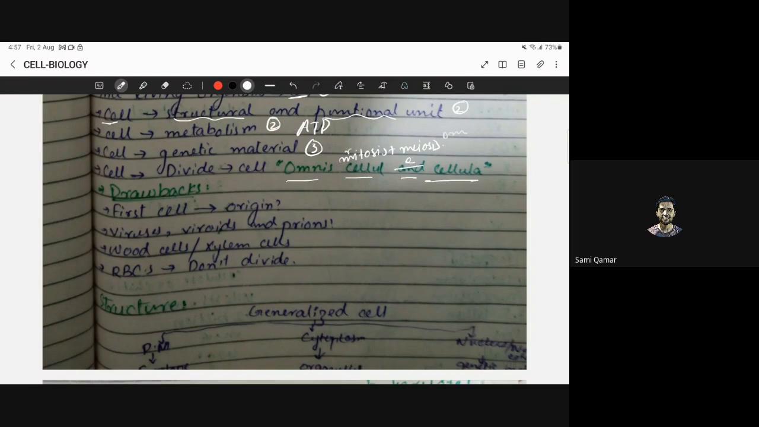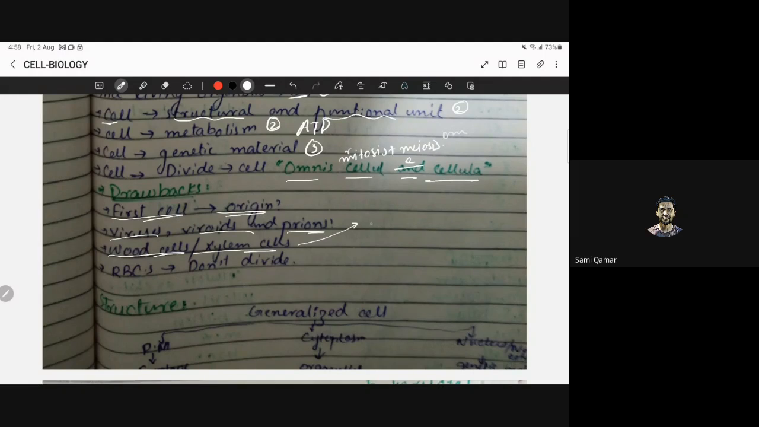Now there were drawbacks of this theory. This is why it doesn't become a law. They didn't tell us the origin of the first cell, or how the first cell was made. They didn't talk about viruses, viroids, and prions. They also didn't talk about wood cells, xylem cells.